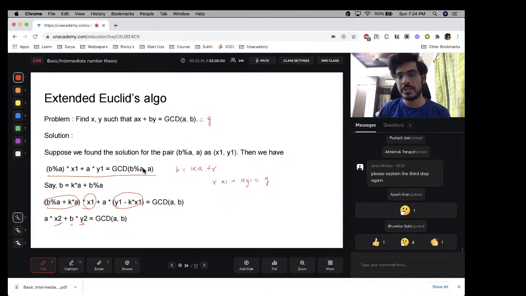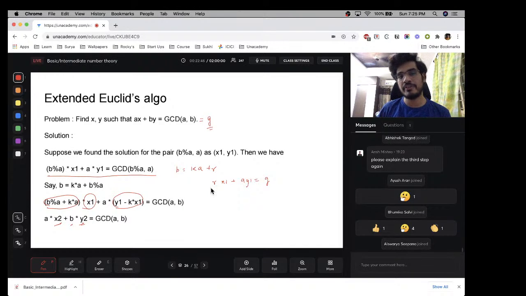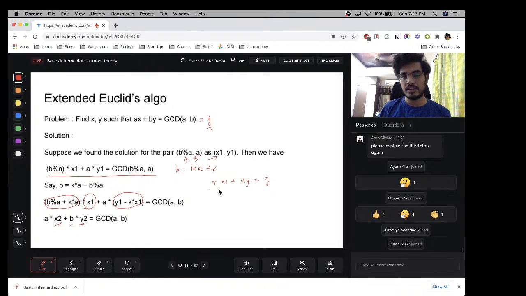Since we know that GCD of B mod A and A equals GCD of A comma B, let's say they both are equal to G, then we recursively solve for R and A, which is x1 and y1. R into x1 plus A into y1 equals G. Then we add and subtract Ka x1. R x1 plus Ka x1 minus Ka x1 plus A y1 equals G.